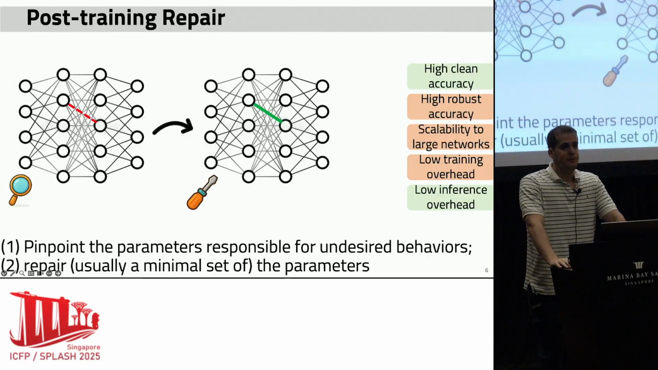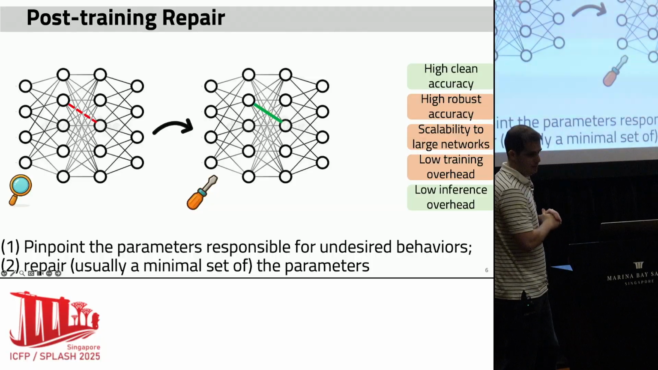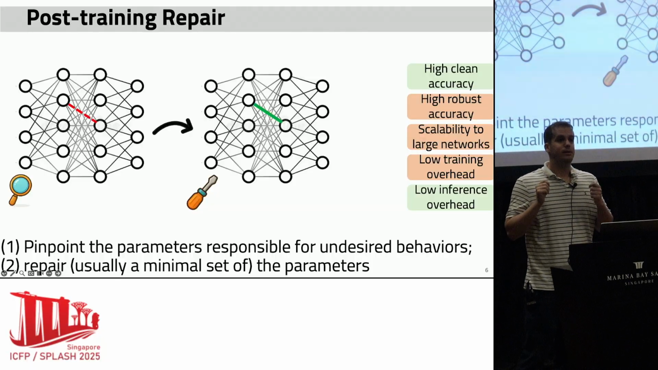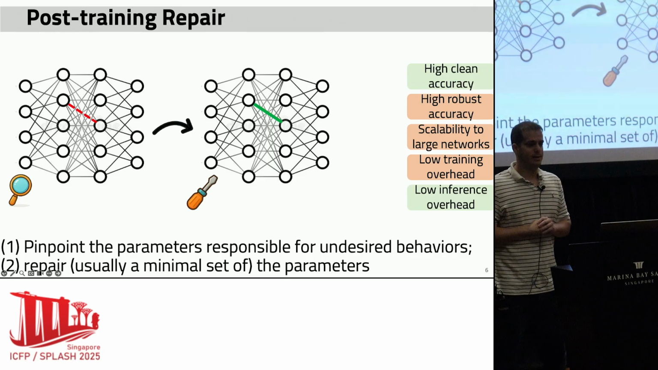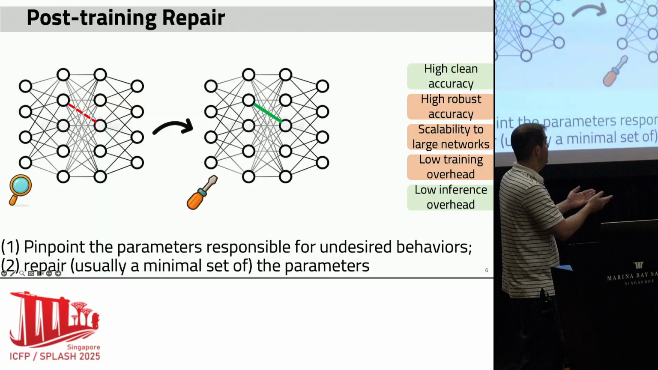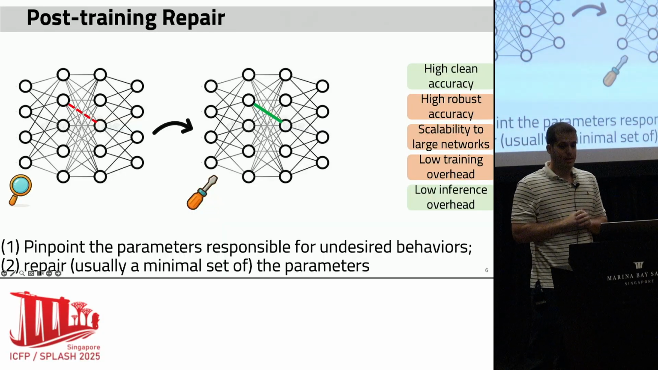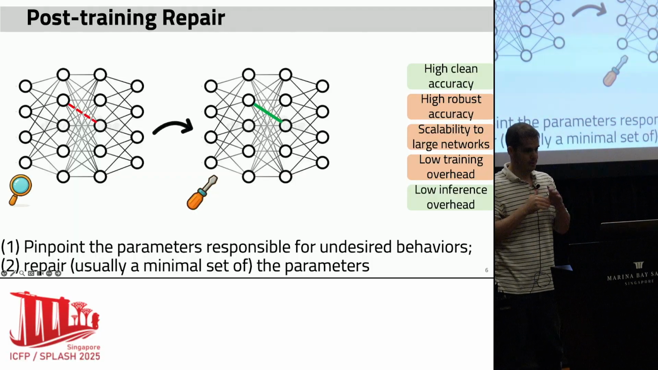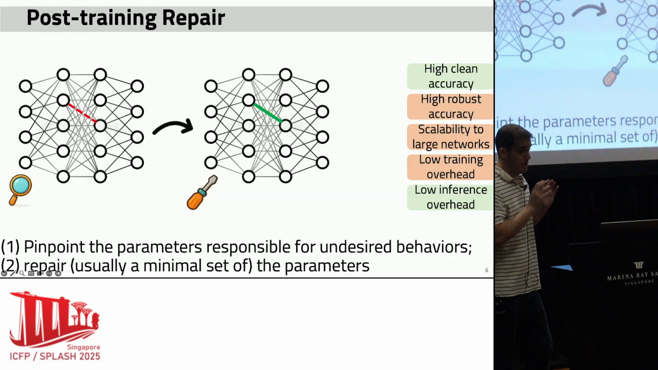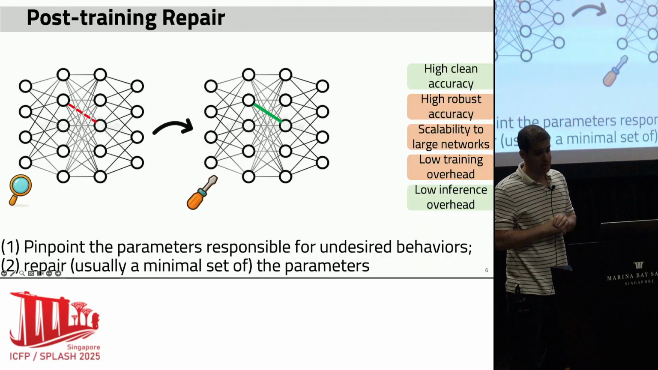A third approach for defense is post-training repair, which usually has two steps, as you can see in the slide. The first one is to detect the weights that caused the misclassifications or any other undesired behavior. And the second step, based on the first step, is to adjust a small set of these weights and to repair them in order to increase the robustness. In practice, both steps are really challenging.